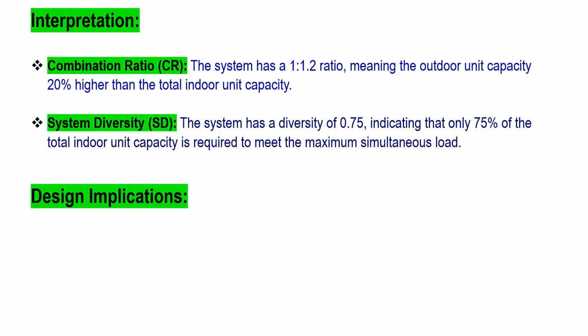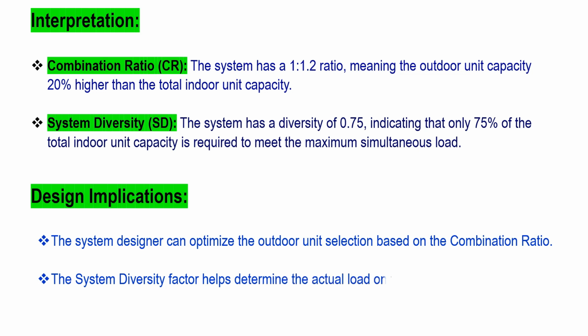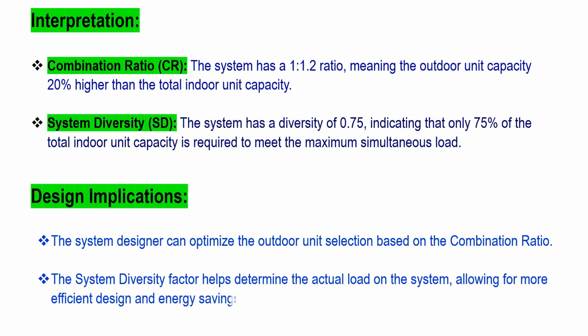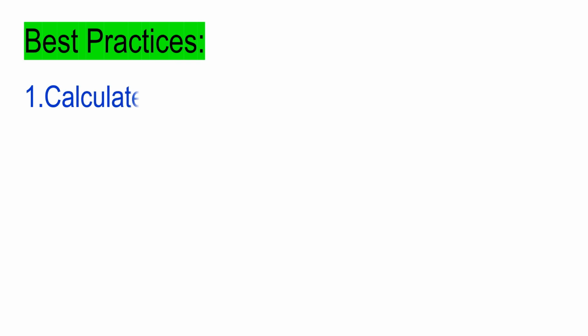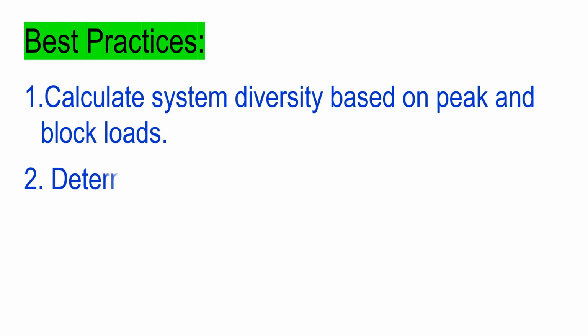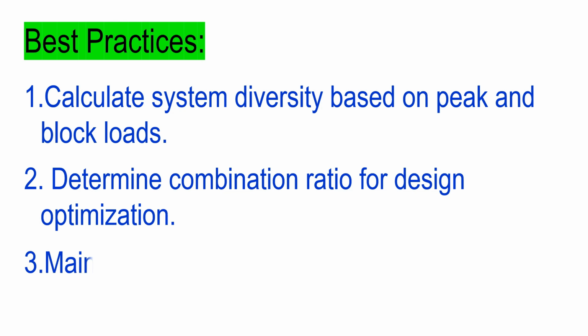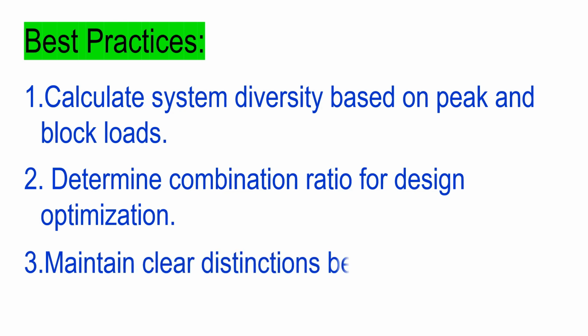Design implications. The system designer can optimize the outdoor unit selection based on the combination ratio. The system diversity factor helps to determine the actual load on the system, allowing for more efficient design and energy savings. Best practices. 1. Calculate system diversity based on peak and block loads. 2. Determine combination ratio for design optimization. 3. Maintain clear distinctions between diversity and combination ratio.